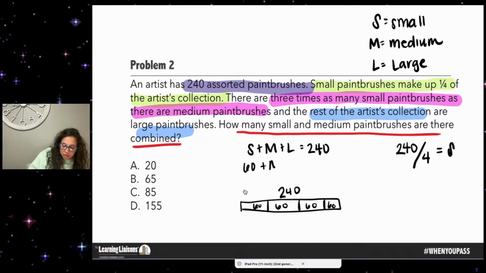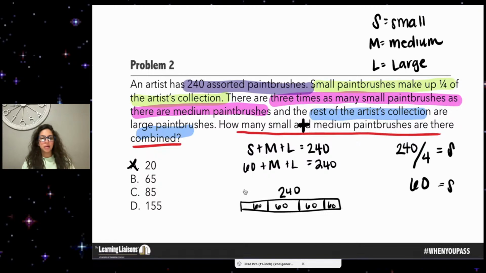60 plus medium plus large equals 240. We are already on the right track. Now, question: how many small and medium paintbrushes are there? The answer can't be A, because if there are 60 small and I'm adding small and medium, the answer can't be smaller than the number of small paintbrushes I have, right? So let's move on to the next section.